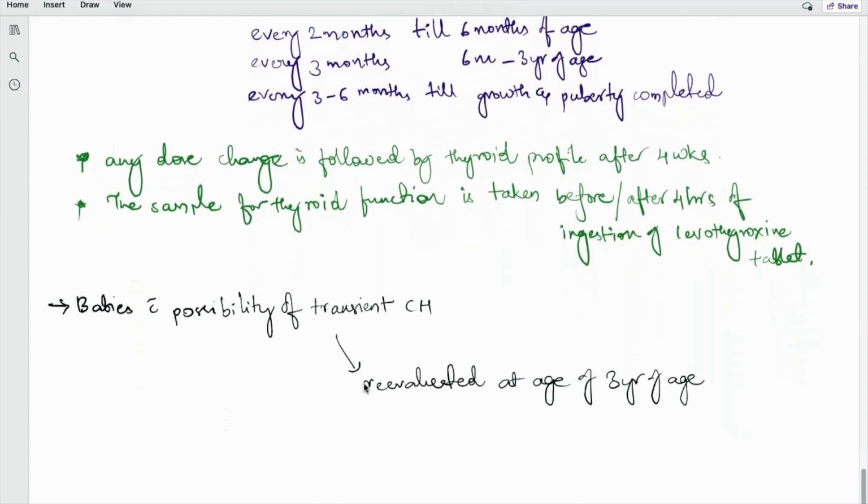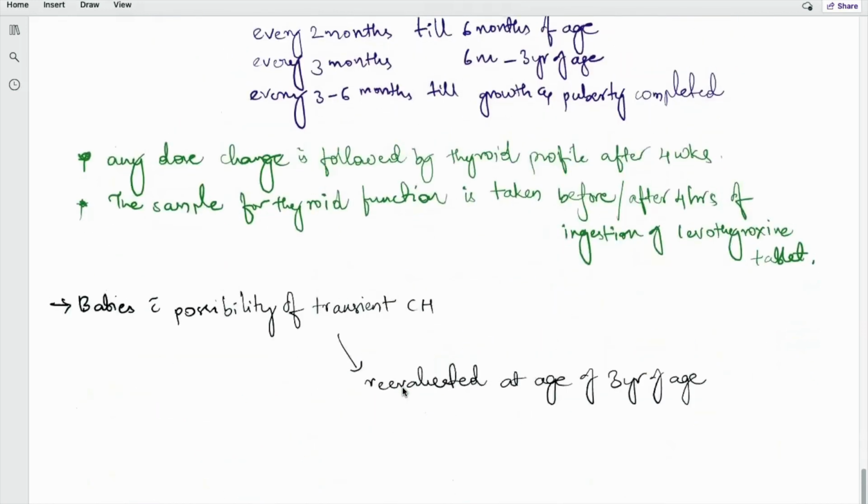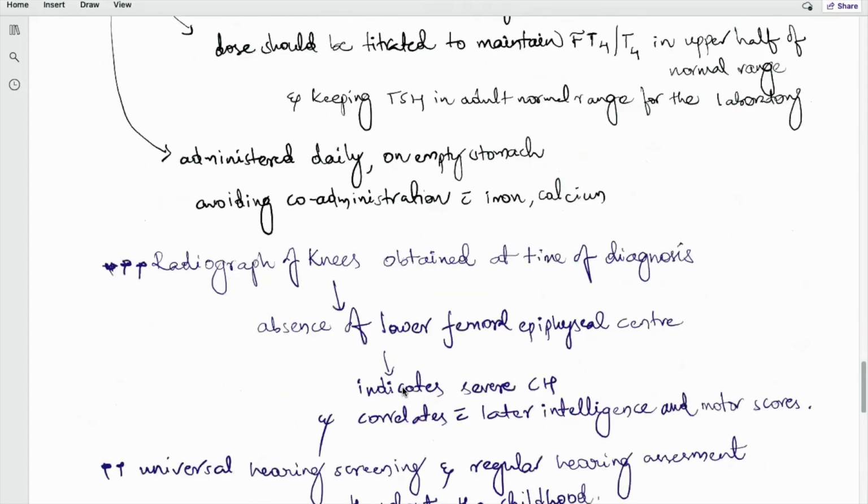The babies with possibility of transient central hypothyroidism should be re-evaluated at 3 years of age. This is the follow-up.